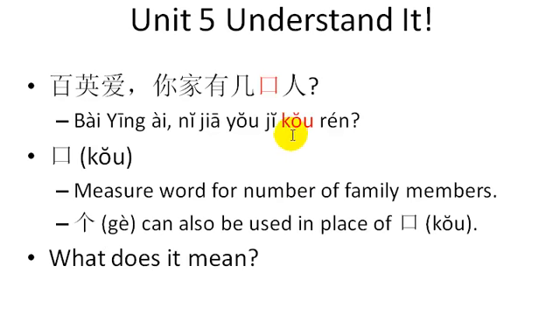And just so you know, you could say 你家有几个人? This 个, 几个人. You could, because 个 is kind of like a catch-all measure word. But Chinese like to use specific measure words for specific situations. So in this case, when asking how many people are in a family, they like to say 口. 你家有几口人? Okay, so you should have sorted out the meaning of this. Let's take a look at what it is.